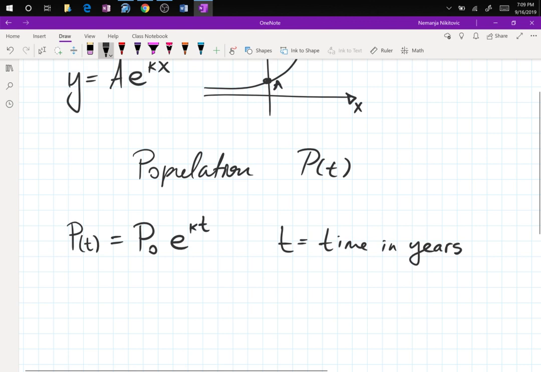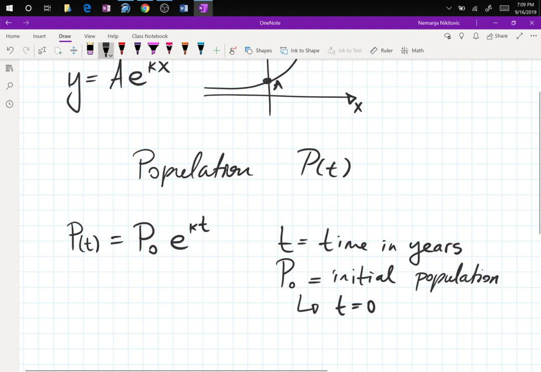In general, we say P0 is the initial population, and that happens when time is equal to 0. That's very important. That's why it's called initial, right? That's the beginning of your problem, and everything starts from there. You don't care what happened prior to that point.